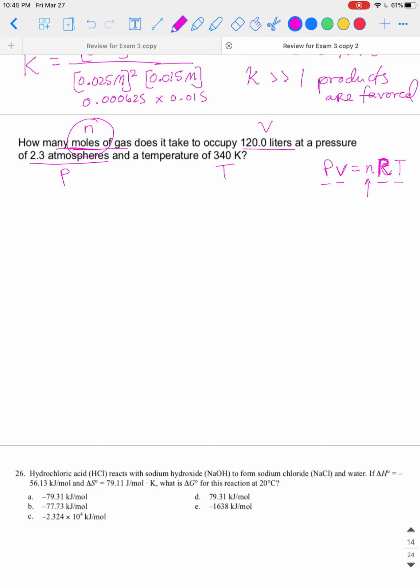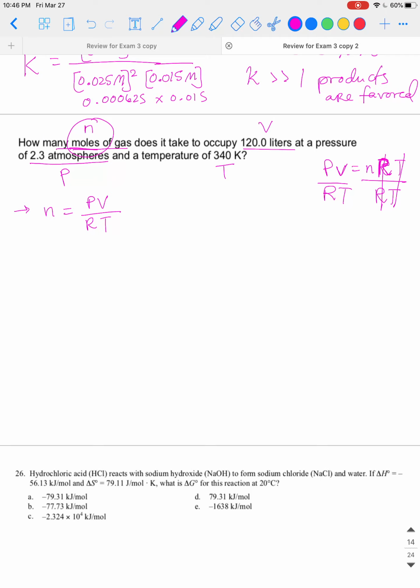The first thing I'm going to do is rearrange my equation because I want n by itself. So if I do that, the way to do that is divide both sides by R and T, and then they cancel out over here. So what we're left with, let's come over here, n equals PV over RT. So this is the form of the equation that we're going to use.